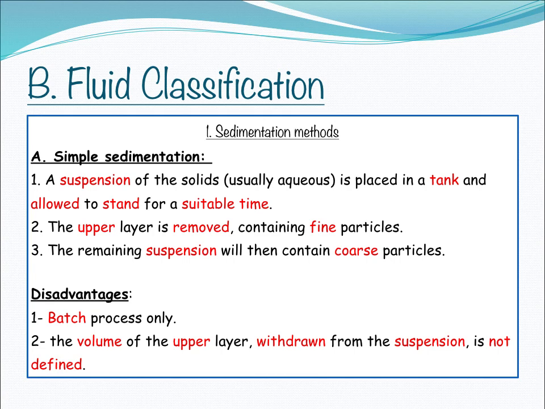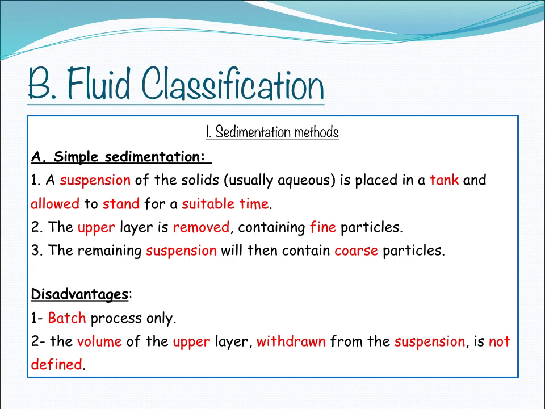First, it is a batch process. It is not continuous. You have to put in a suspension, keep it for a certain time, and then take the supernatant, the upper part of the liquid, which will contain fine powder, while the lower part, the precipitate, will contain the coarse powder. The second disadvantage is that it is indefinite. It is unclear how much volume I should take from the upper layer. What is the volume of the upper layer?